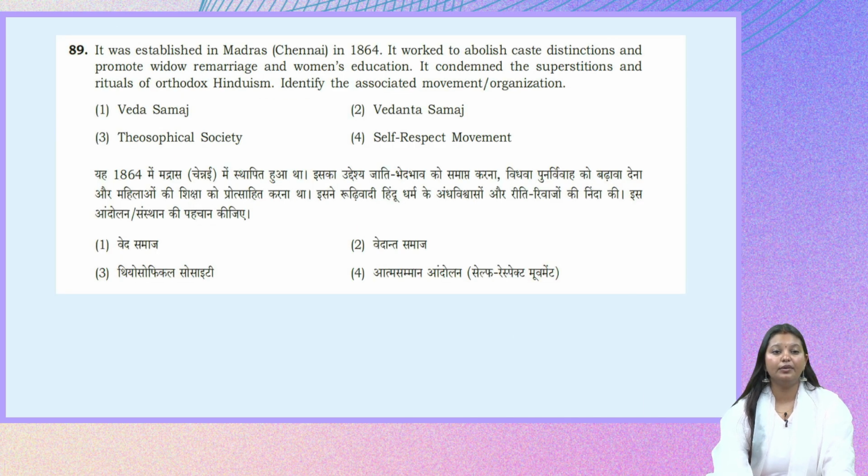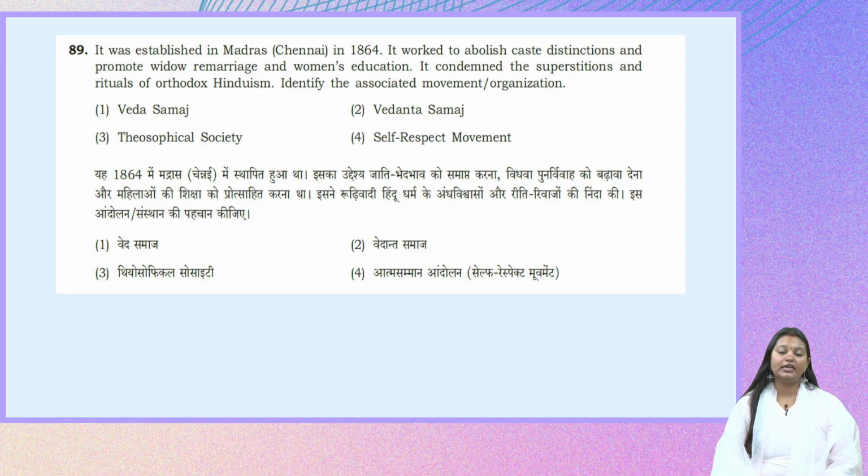It was established in Madras, Chennai, in 1864. It worked to abolish caste distinctions and promote widow remarriage and women's education. It condemned the superstitions and rituals of Orthodox Hinduism. Identify the associated movement or organization. So, when you read this, the key aspects that you need to remember is that it is established in Madras, present day Chennai, in 1864. And what it worked towards, it has worked towards abolishing caste distinctions, and also it has promoted women's education and also widow remarriage.